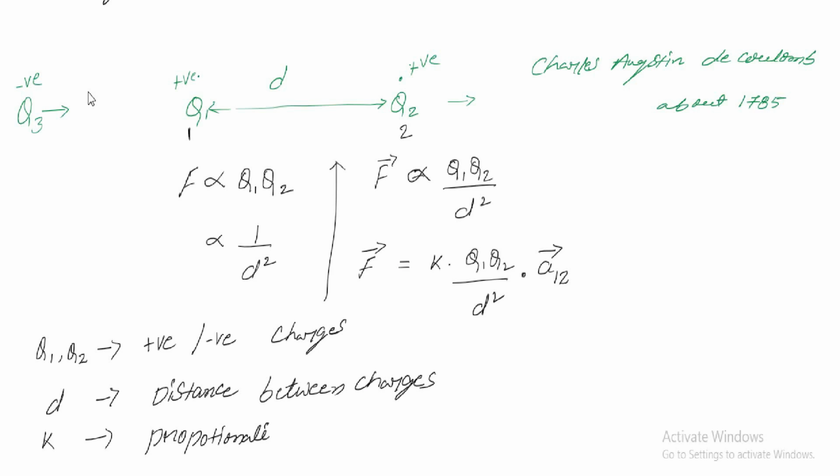Here K is the proportionality constant, which is equal to 1 by 4 pi epsilon naught, where epsilon naught is the permittivity of free space.